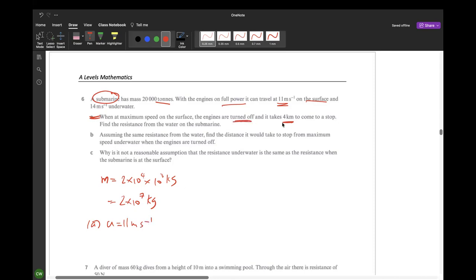Engine turned off, takes 4 km to stop. 4 km is a distance, 4,000 meters. Stop means final speed is 0. Find the resistive force from the water on the submarine. How to do it? So you need to find the A first. What is the A? Can you find the A or not? How much is the A?